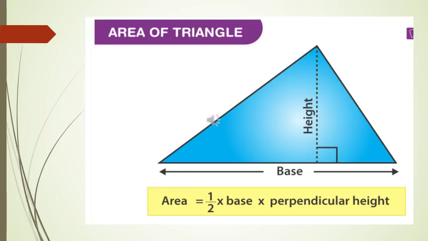Let us see how to find the area of a triangle when the base and the height are given. All of you should remember that height is always perpendicular to the base. So the area of a triangle is half multiplied by the base multiplied by the perpendicular height. What will happen if the height is not given? Now let us find out how to find the area of a triangle where the height is not given.